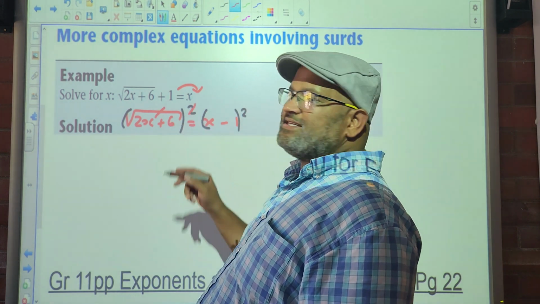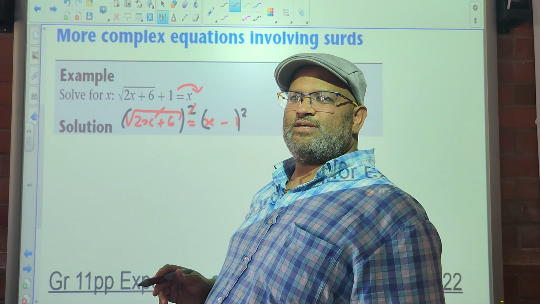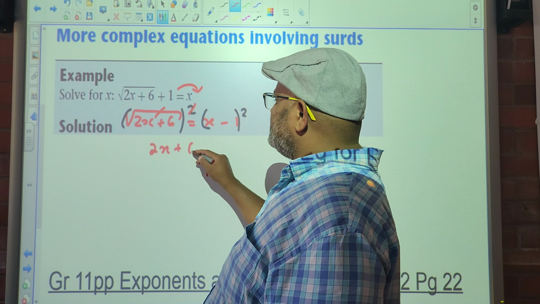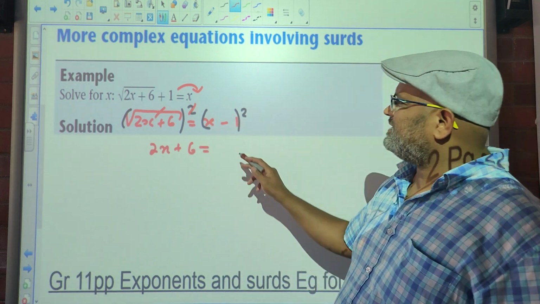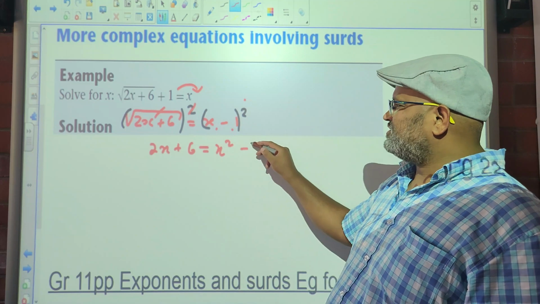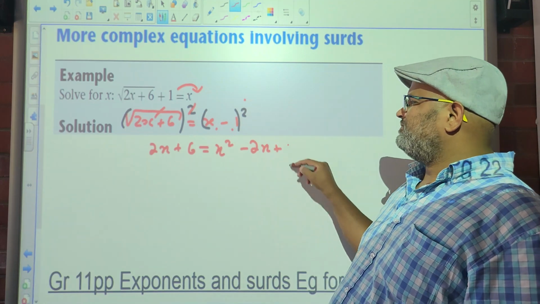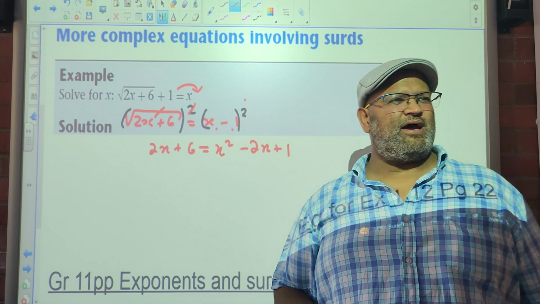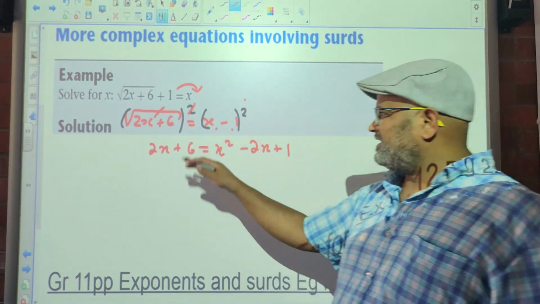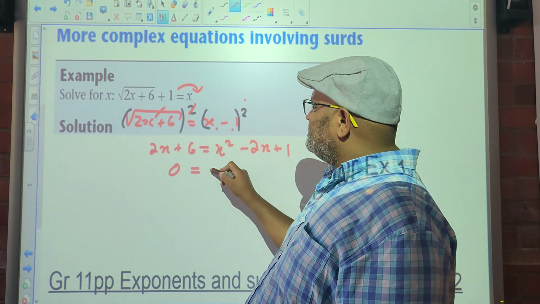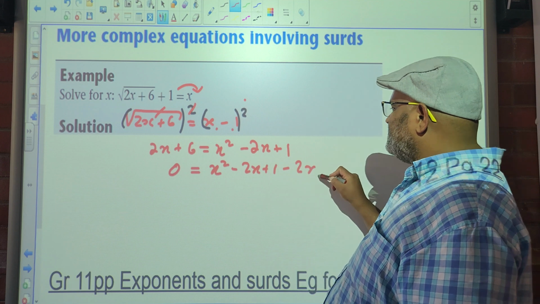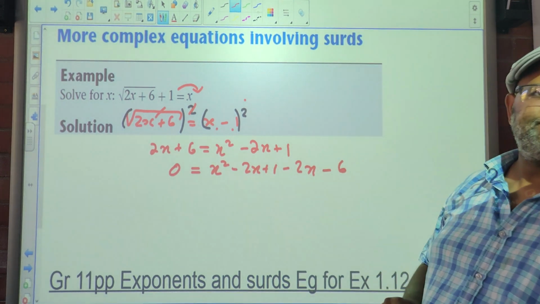The square root cancels the square, or the square cancels the square root. So I get 2x plus 6 is equal to the first term squared, x squared, then that times 2, minus 2x, plus 1. If you don't know how to apply the binomial square, write it out twice and multiply them. So take everything to one side of the equal sign: x squared minus 2x plus 1 minus 2x minus 6.